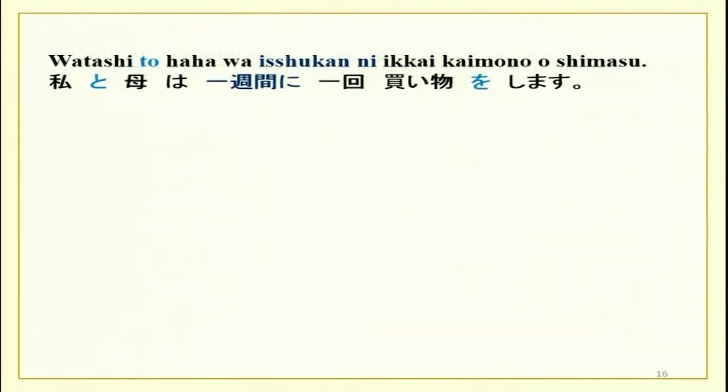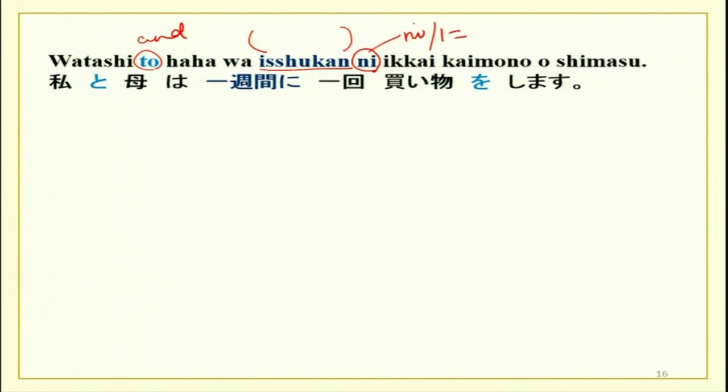So now, earlier we had done particle ni. We will do how to show frequency or number of times a certain activity is performed during a certain period of time, during a certain duration or span. So watashi to haha wa isshukan ni, in 1 week, in that span of 1 week. Now, because it is a span, it is a proper duration, it is defined. Thus, we can use particle ni over here.